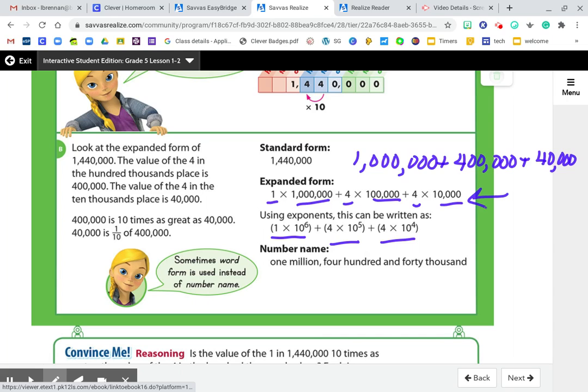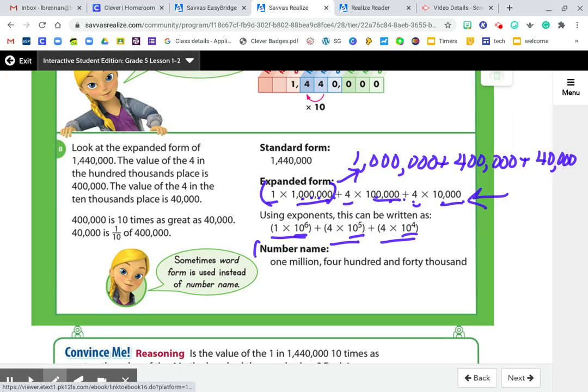Now in 5th grade, you're going to see it more where we pull the digit out. So we have 1 times 1 million. It's the same as saying 1 million. 4 times 100,000, 4 times 10,000. And that will help us to turn them into exponents. So remember that we have 6 zeros. So a million is written 10 to the 6. 5 zeros, 100,000 is written 10 to the 5th. And 4 zeros, 10,000 is written 10 to the 4th. So we pulled the digits out and then multiplied each by its place value.